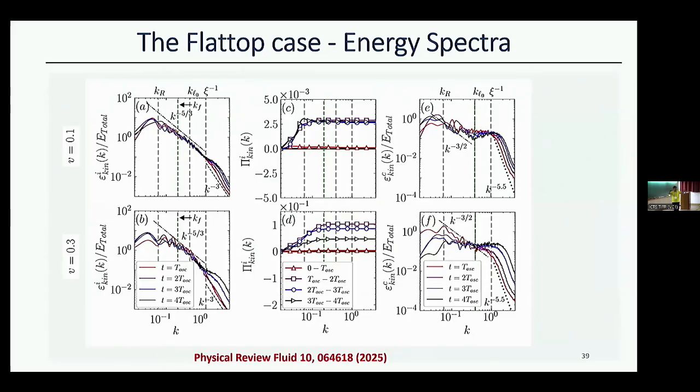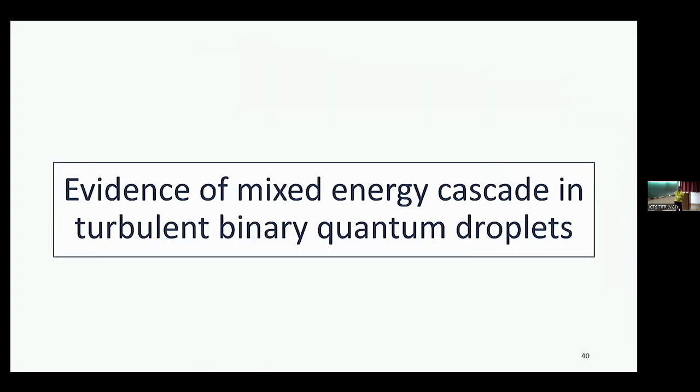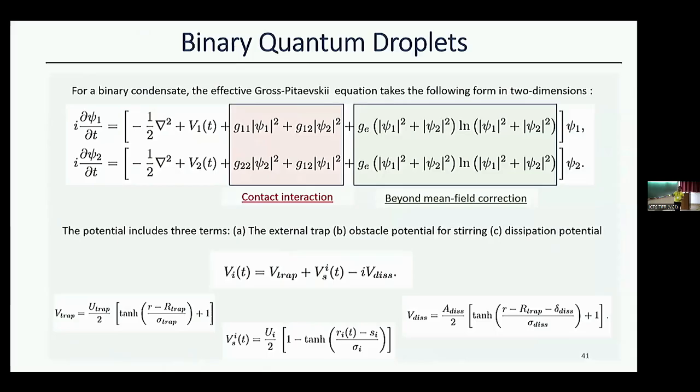But once we use the homogeneous case, which looks more towards the gaseous state, it generates either Vinen-like, that is quantum in nature, or Kolmogorov-like scaling. With this, we extended this formalism to the binary case, where we considered the interspecies interaction as well as the intraspecies interaction. These are the beyond mean field terms.